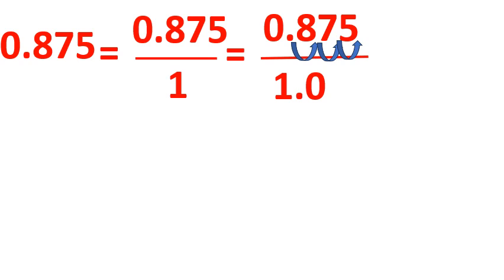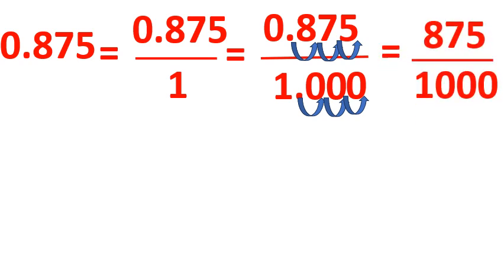I need to multiply it by 1,000, or another way to simply look at it is that I need to move the decimal 3 spots. 1, 2, 3. And now those spaces that I've created, I fill them in with zeros. And so now I've got 875 divided by 1,000. I can simplify that fraction.